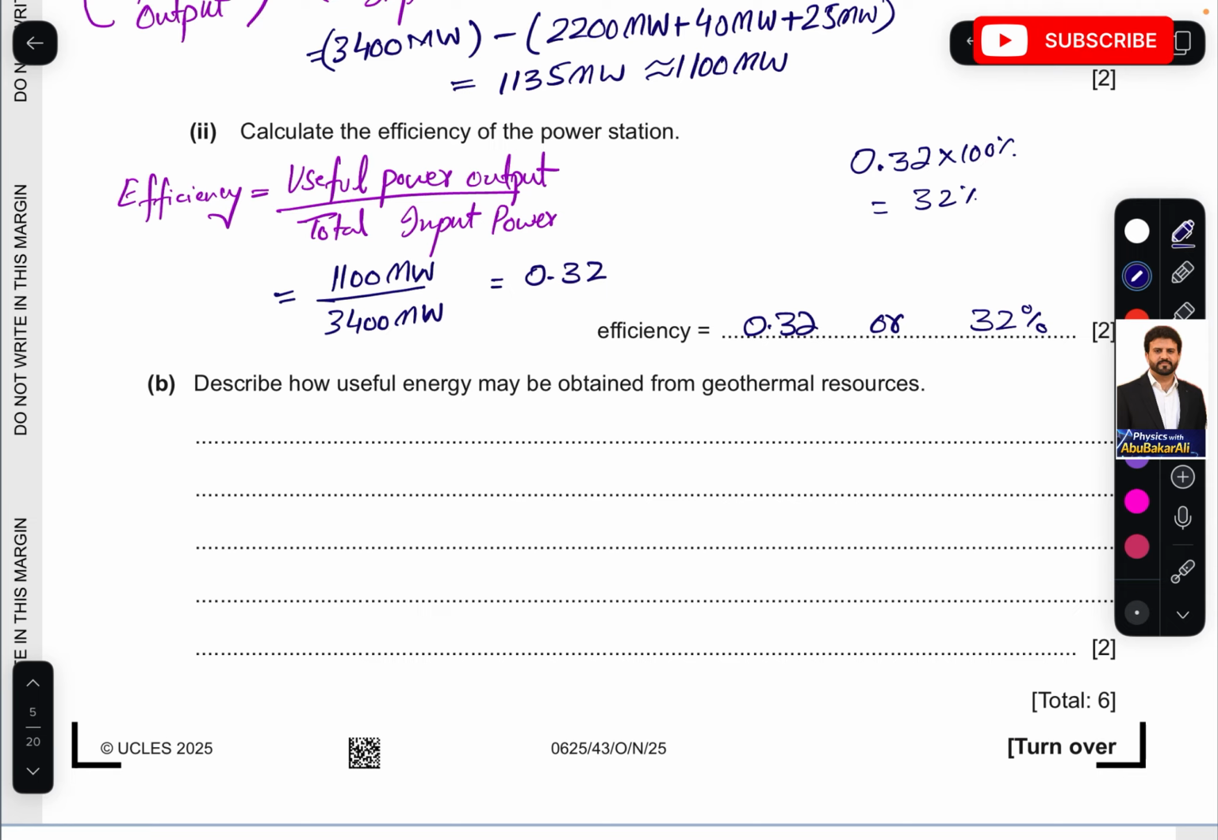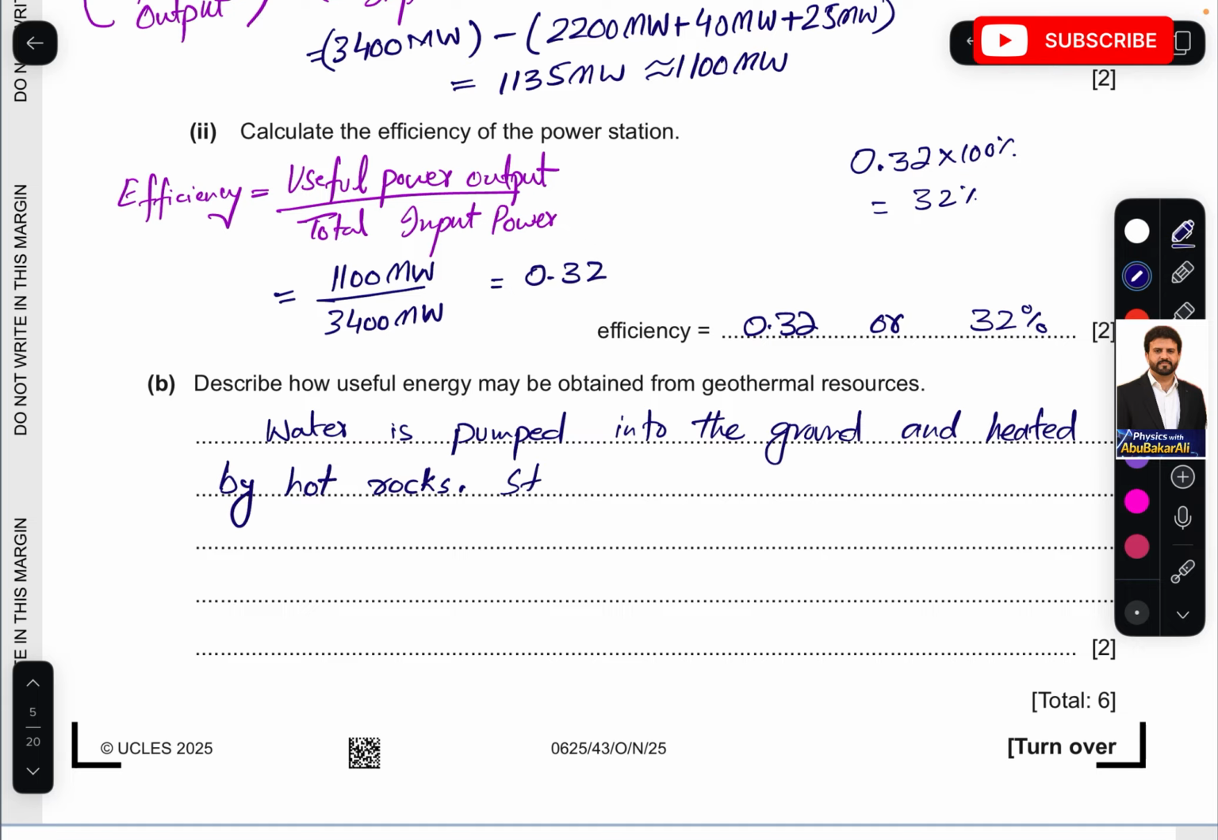Describe how useful energy may be obtained from geothermal resources. What is a geothermal resource? Geothermal is the energy from the core of the earth that you get, right? There is heat in the core of the earth. You utilize that heat to get the energy. So how can we get that? Basically, water is pumped into the ground and heated. Why is it heated? Because of the hot rocks. So you have to pump it to a specific point where hot rocks are present.